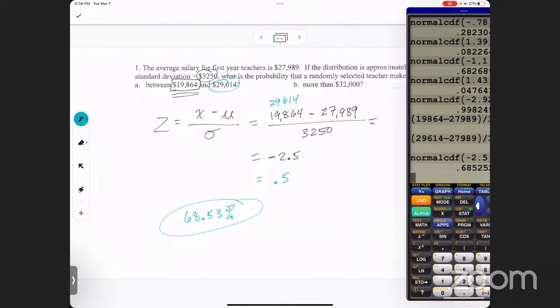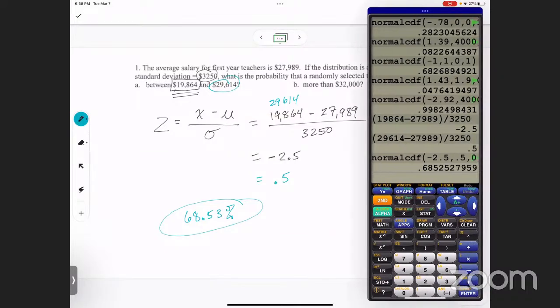All right, so more than 32,000, we take this 32,000 and put it in there. Find out what your z-score is when you put 32,000 in there, and then do your normal CDF from whatever that z-score is to infinity, 0 comma 1, and you'll get your answer for that as well.